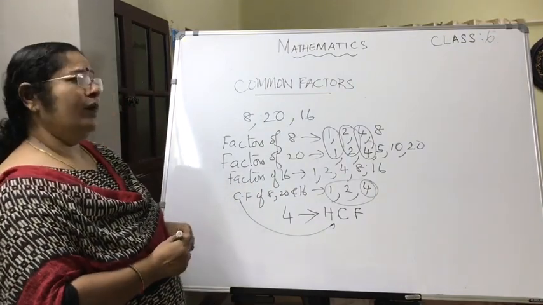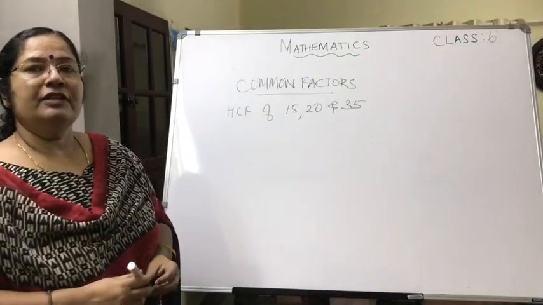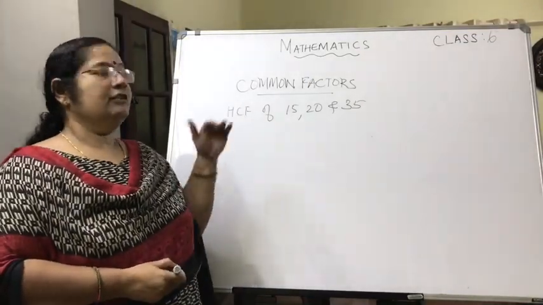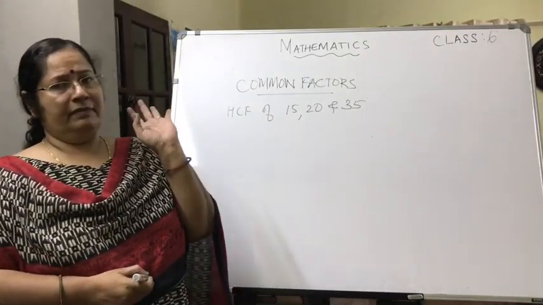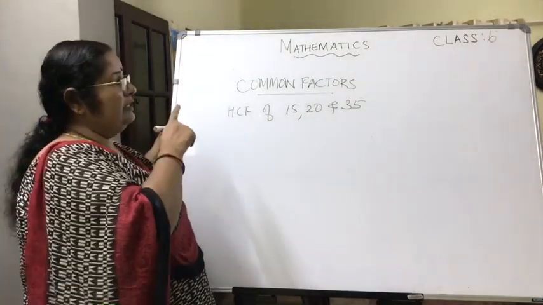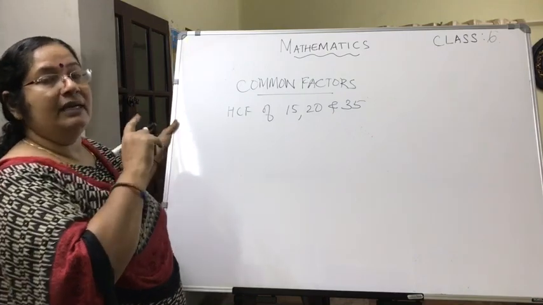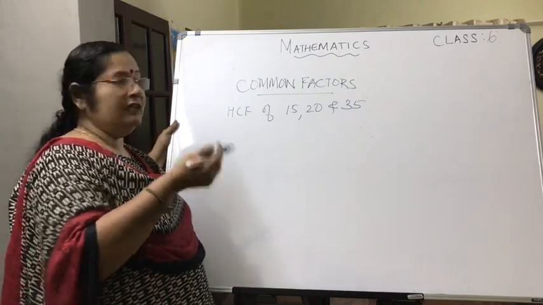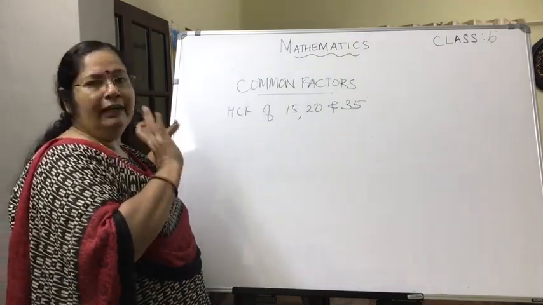Have you understood? One more example we will do. Now suppose you are asked to find the highest common factor of 15, 20 and 35. Three numbers are there: 15, 20 and 35. What will you do first using this method? There are different methods of finding the highest common factor. One such method is by finding the common factors.